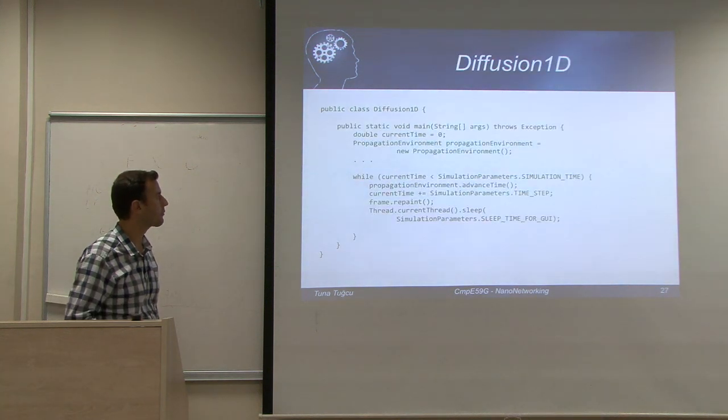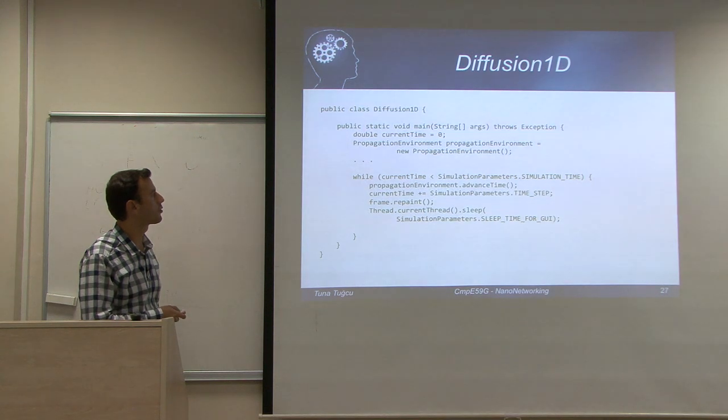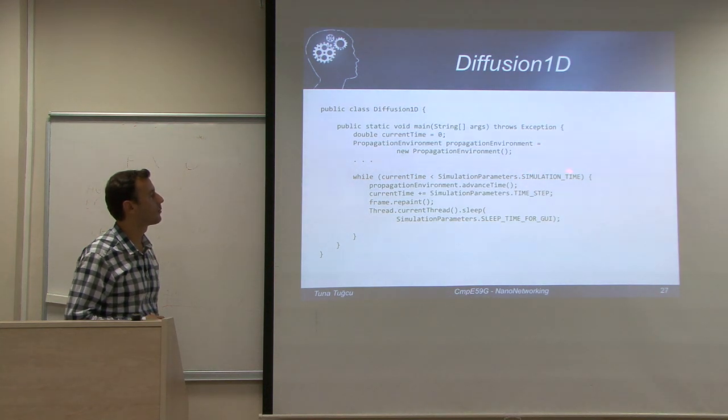Okay. So this is the main program. So here we keep track of the simulation time, and we run it to the configured parameter and we update it with the time step, as you can see. And we create a propagation environment. So for each time step, we call the advance time function of the propagation environment.